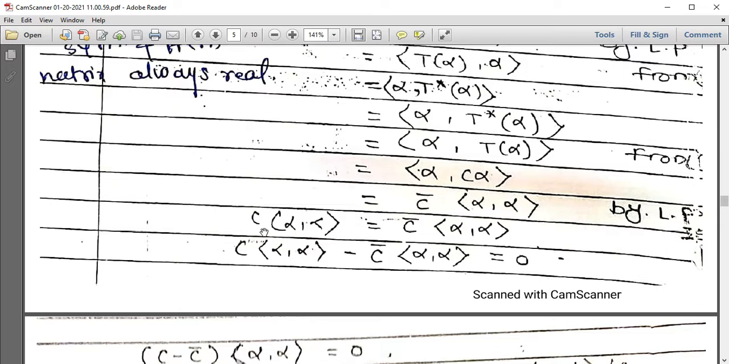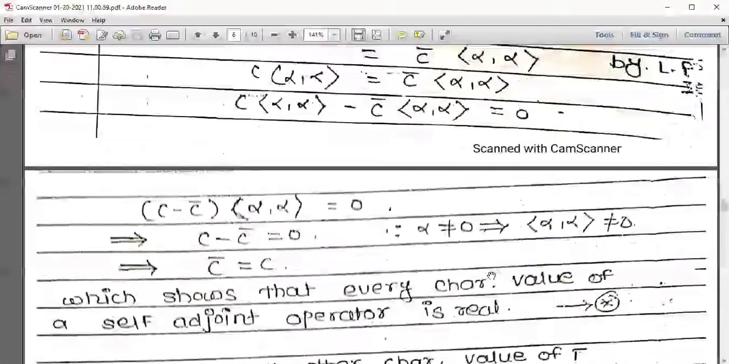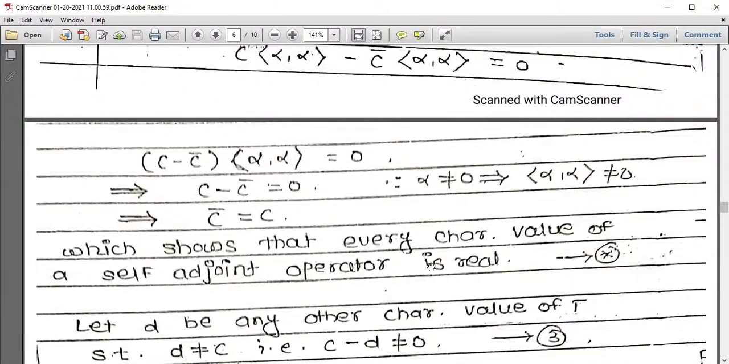Here the left hand side C into inner product of alpha alpha is equal to C bar into inner product of alpha alpha. Taking to the left side, we get C into inner product of alpha alpha minus C bar into inner product of alpha alpha is equal to 0, which is equal to C minus C bar into inner product of alpha and alpha is equal to 0. But here alpha is not equal to 0.